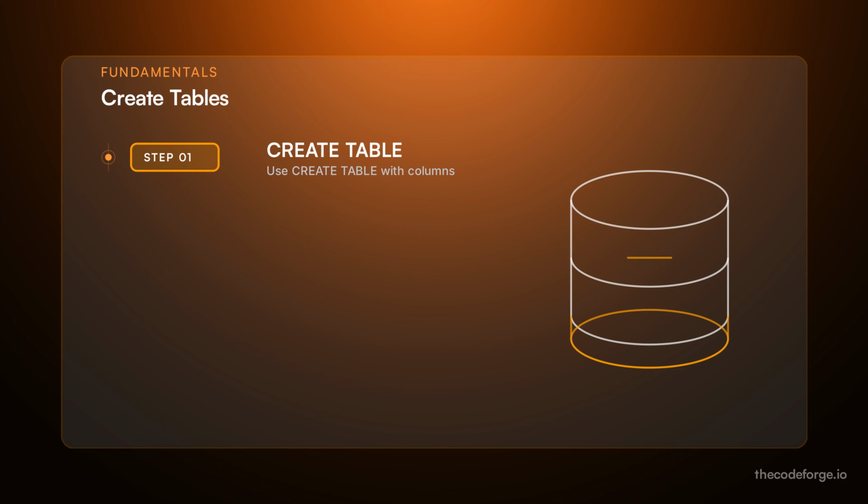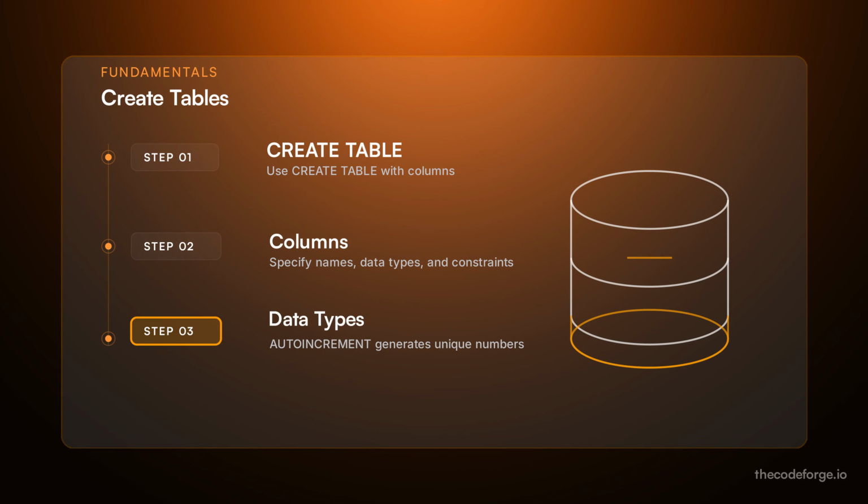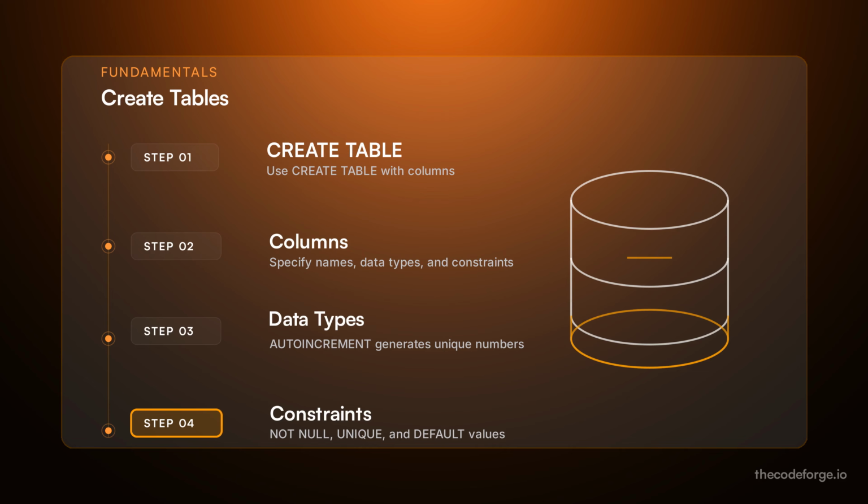Tables are the core storage objects. Use create table with columns to define them, specifying names, data types, and constraints like not null and unique. AUTOINCREMENT generates unique numbers automatically for surrogate keys, and default provides default values.